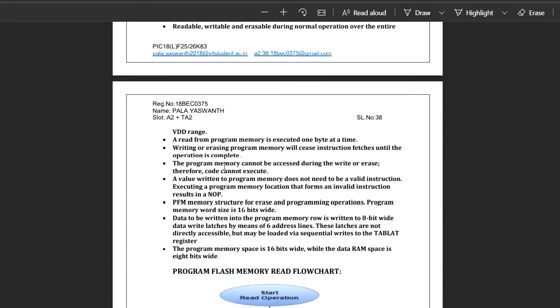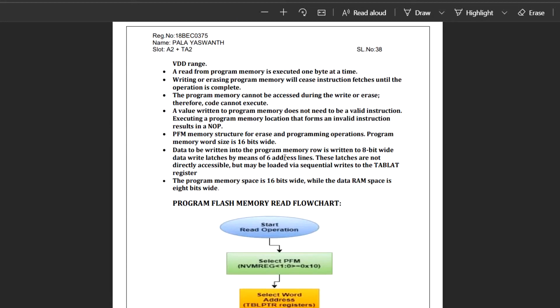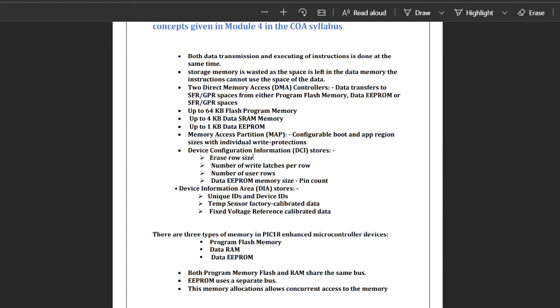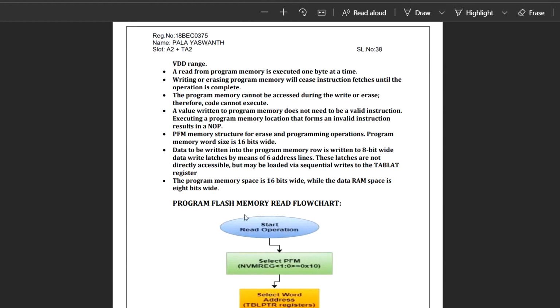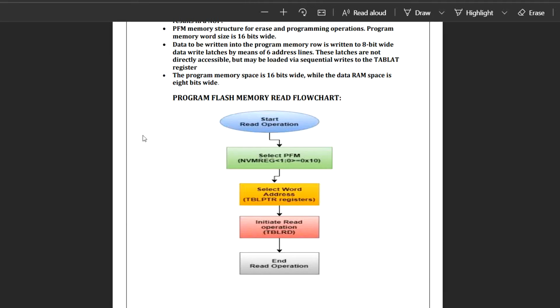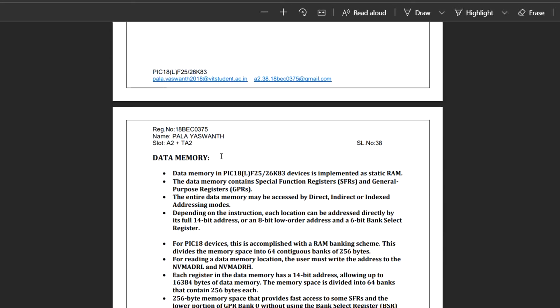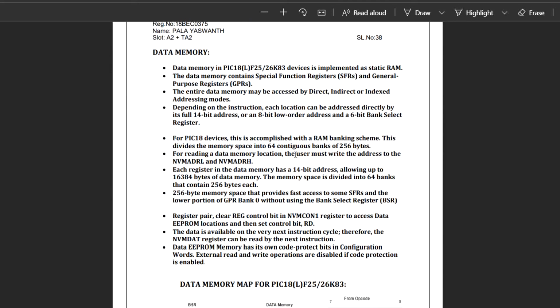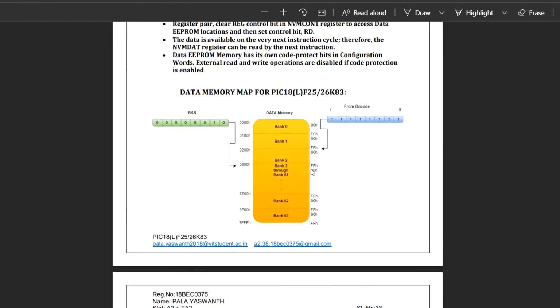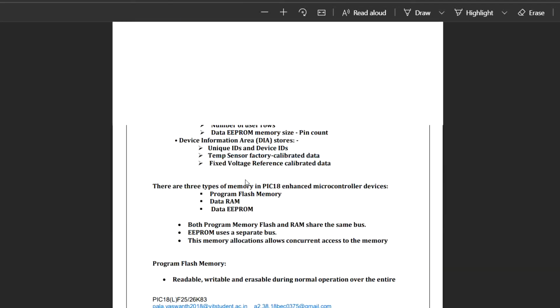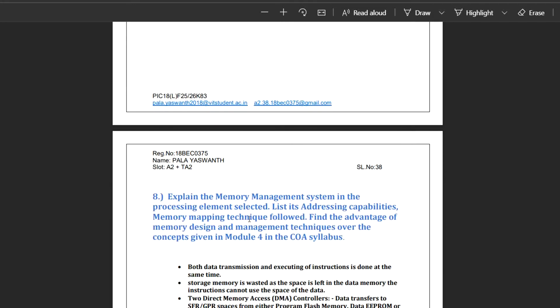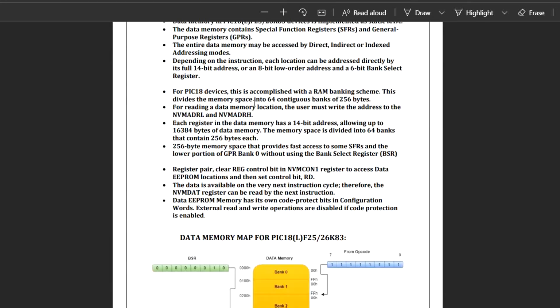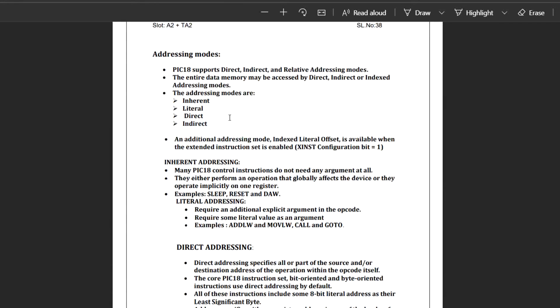I further discussed some of the memory organizations which are split up into the program flash memory and data EEPROM. I've discussed them here. This is the basic block diagram of the program flash memory, its data memory allocation, and one of its key features is clearly described here. And as asked, list the addressing capabilities and memory mapping. These are the addressing modes.